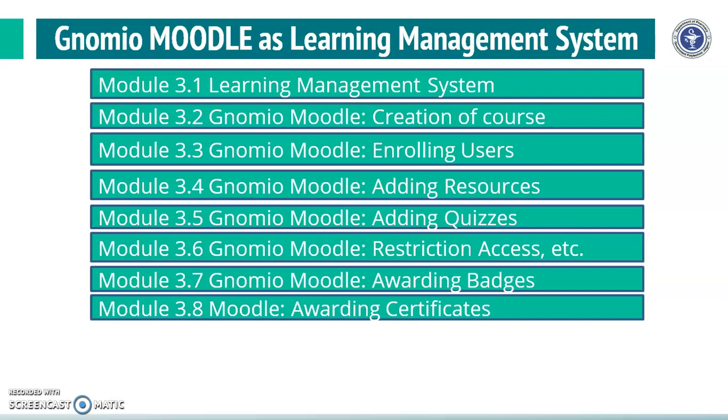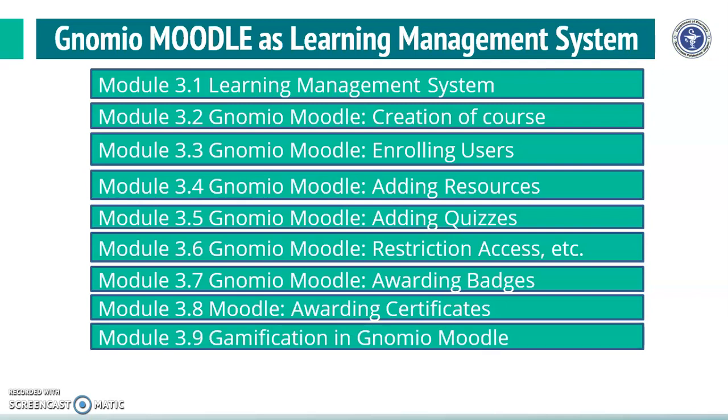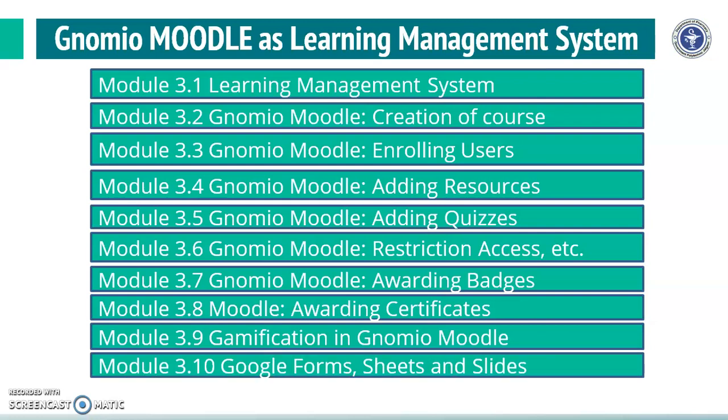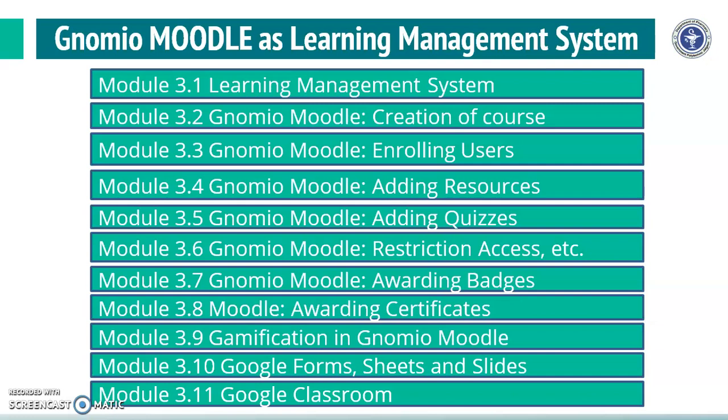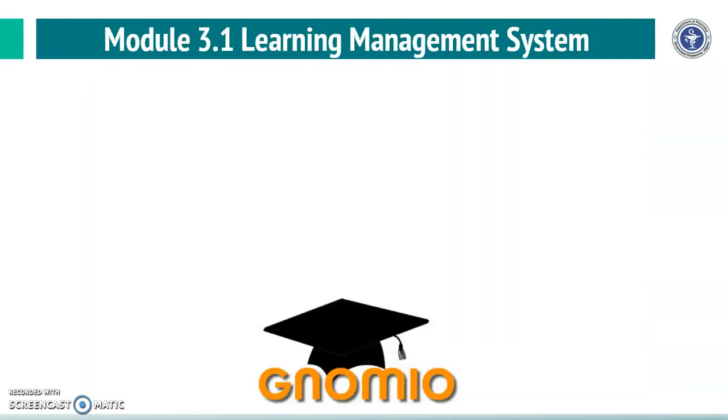3.8 on awarding certificates. 3.9 we have seen how we can prepare various games in Genomio Moodle, and 3.10 we have gone towards Google Forms, Sheets and Slides, and how we can use Google Forms for creating quizzes and giving the certificates. And the last module was on Google Classroom. So let's have a quick recap of what we have seen in each and every module.